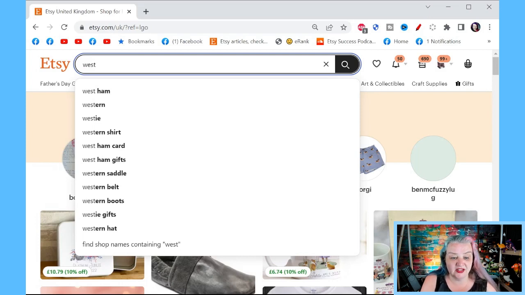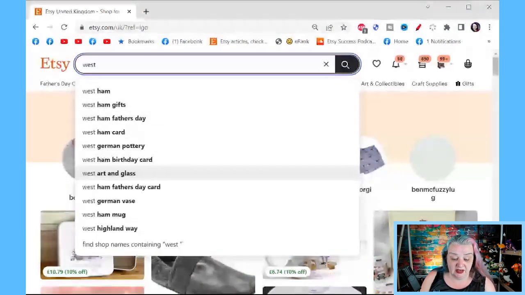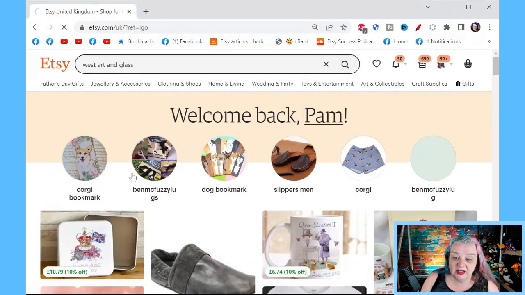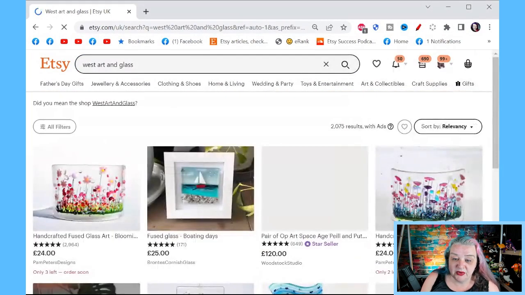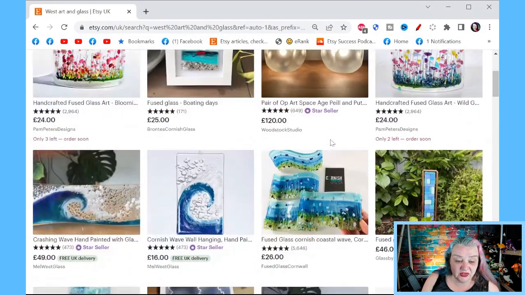So with West, it doesn't show up much of a difference. Put a space. And yeah, West Highland Way, West German vase. West Art and Glass, I think that was what came up. If I click on this, what we're going to see is that, including ads, there's only just over 2,000 listings show up in search for this.